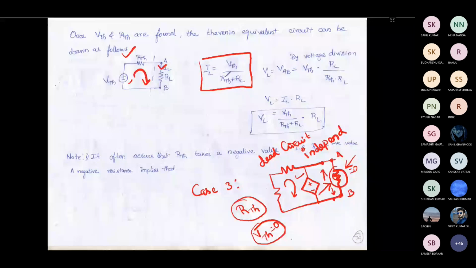If they ask you to find the voltage, you can directly apply the voltage division rule, because these three elements are connected in series. So you can apply the voltage division rule to find the voltage across this load resistance.